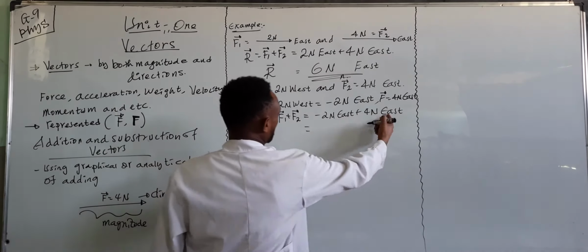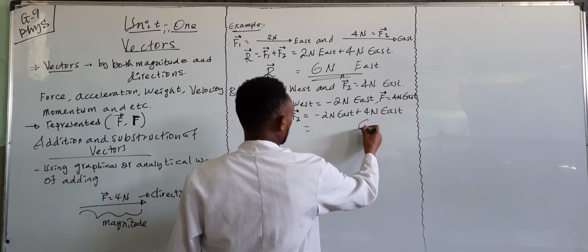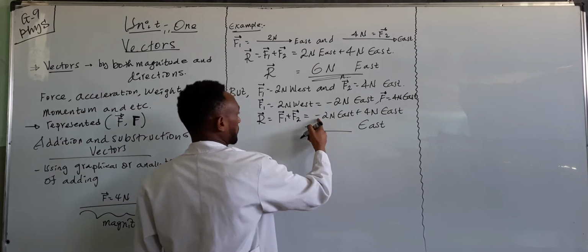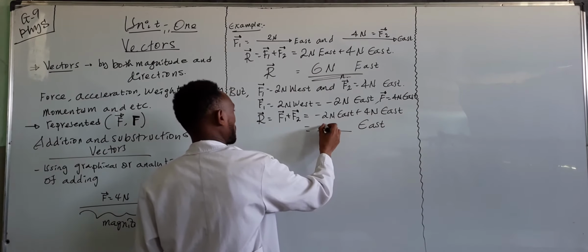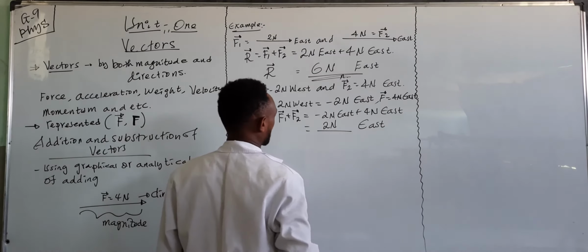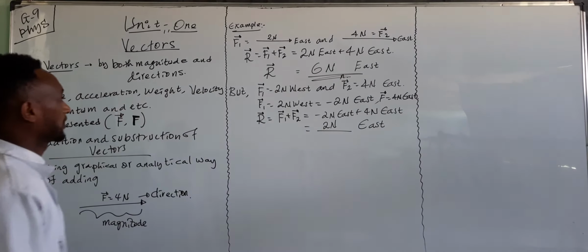Since the direction is the same now, we can convert them into the same direction, the east direction, and their value is minus 2 plus 4, which gives you 2 Newton in east direction.